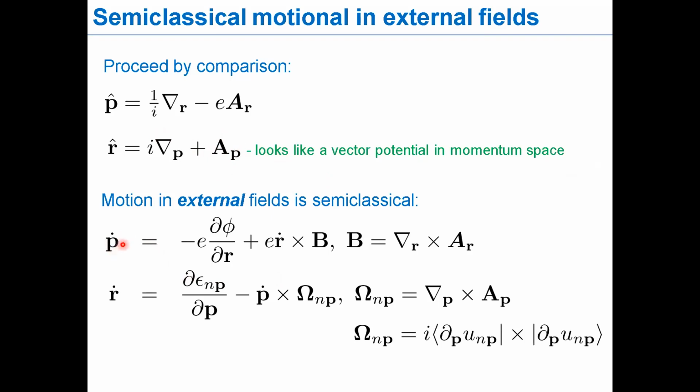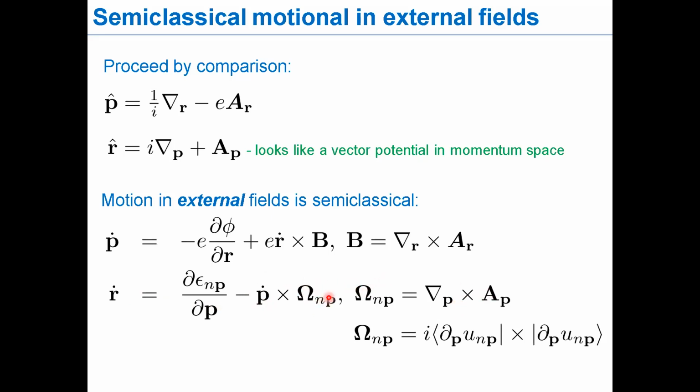For the force acting on the particle, we get the usual gradient of the electric potential and the Lorentz force, r dot cross B, where B is the curl of the actual electromagnetic connection. And the velocity gets modified in the following way. There is the usual band velocity here, and then there is a correction due to the Berry curvature, which is really the quantum mechanical, h-bar correction to the velocity. As you know, it leads to all kinds of important effects in transport in crystals.